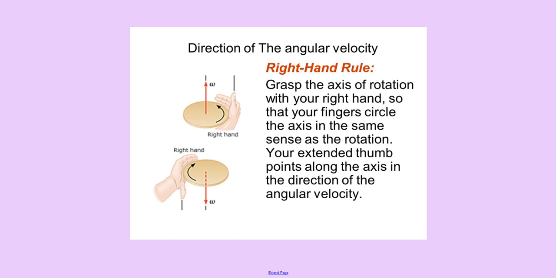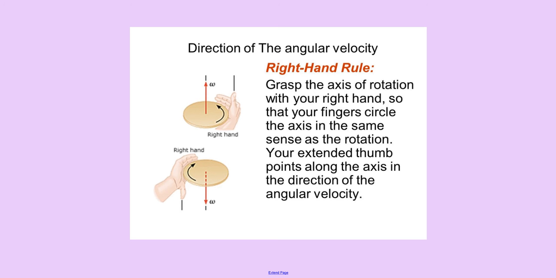So for example, here we see that this top disc is rotating counterclockwise. And so when we rotate our hand around it, we see that our thumb points upward. So the direction of this angular velocity would be in the positive y direction. Similarly, if we rotate clockwise now, we have to turn our hand upside down to rotate our fingers in that direction. And so your thumb's pointing downward, indicating that it's in the negative y direction.